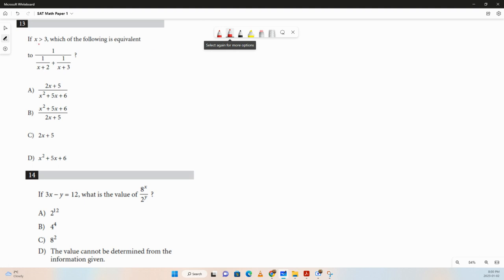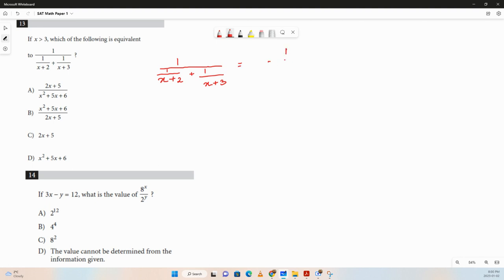So here it's given that x is greater than 3, which of the following is equivalent. So we have 1 over x plus 1 over x plus 2 plus 1 over x plus 3, right? So there are two ways to solve this question. Either you can take a value of x and substitute the value and see which of the option matches, or we can simplify it. So first let's simplify it and see how long it takes, right?